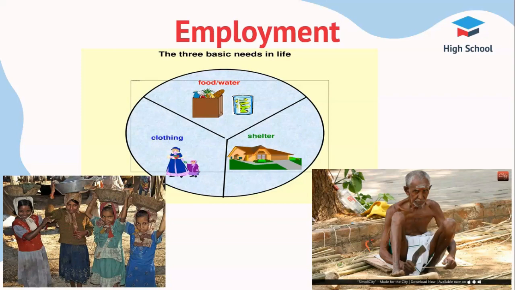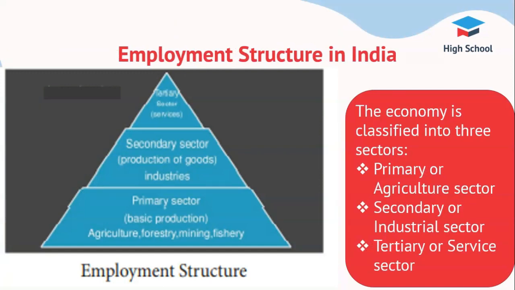Now we'll see what is the employment structure in India. The nature of employment in India is multidimensional. Some get employment throughout the year, some others get employed for only a few months in a year. The economy is classified into three sectors: primary or agriculture sector, secondary or industrial sector, tertiary or service sector. Now we'll see what is the primary sector.